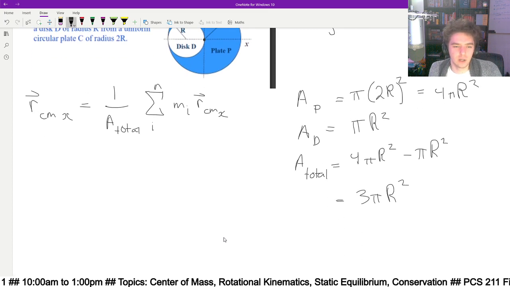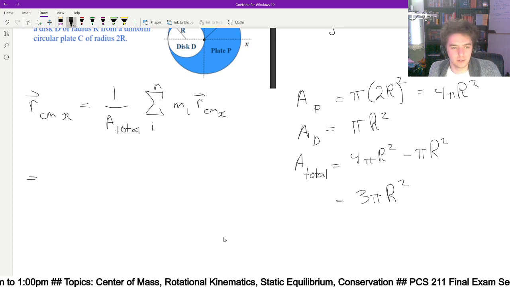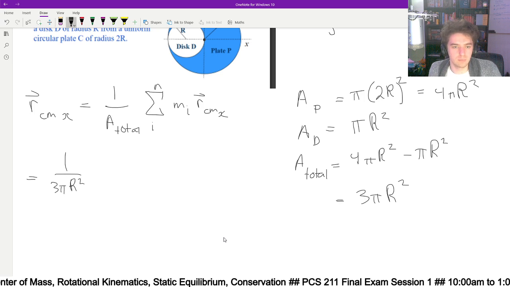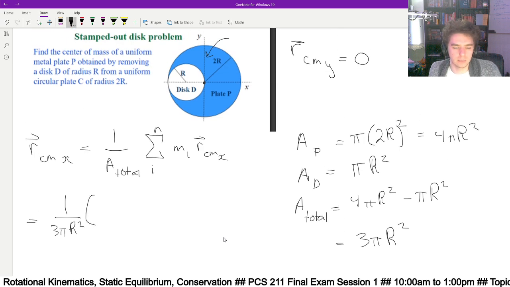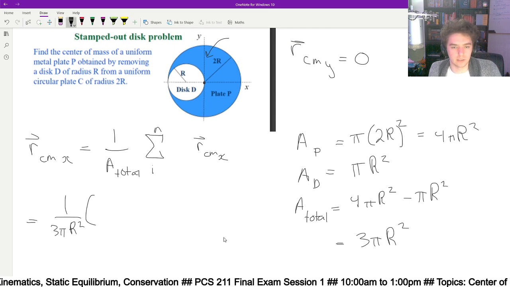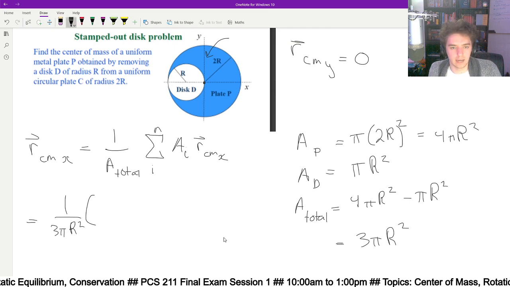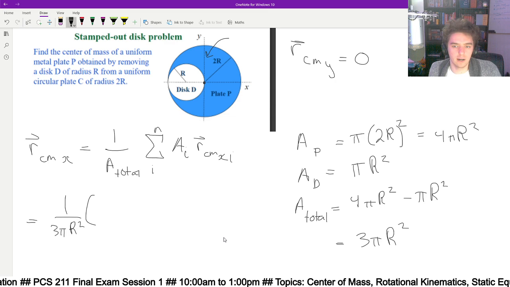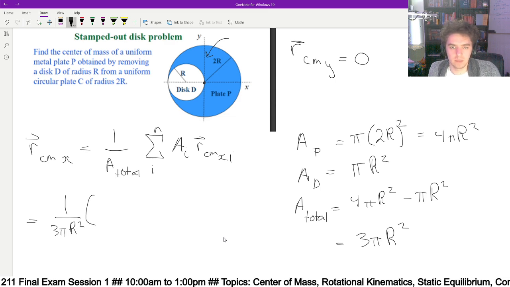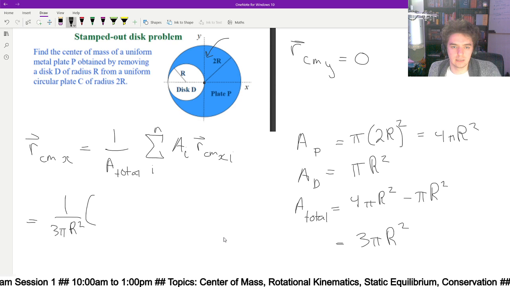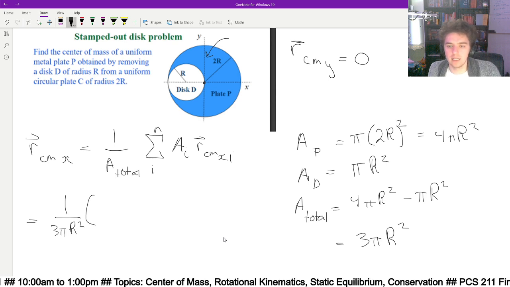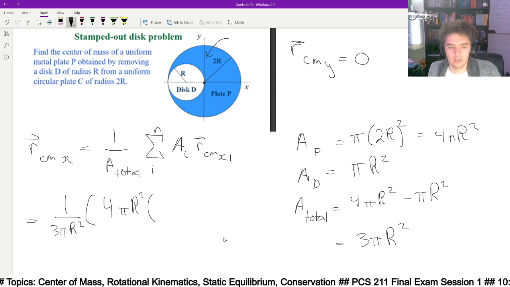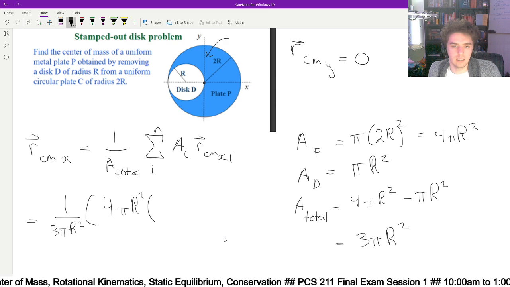Okay, so that's the total area. So if I do now 1 over the total area, 3 pi r squared, and I'm going to sum together all these pieces. So oh, we don't actually know the mass. Sorry, so it's not the mass. It's going to be the area of i times RCM xi. So the area of the first one, or area of P, right? The area of P is 4 pi r squared. And I want to multiply that by its x position. Well, its x position is 0.